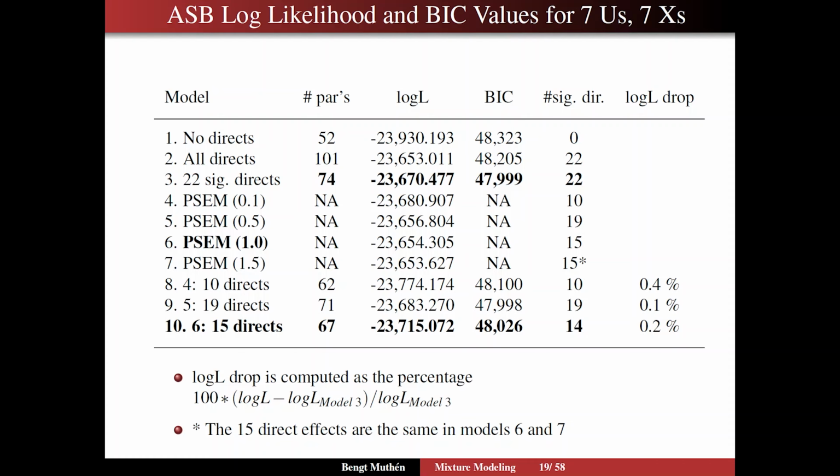And we see then that the PSEM 1.0 run has 15 significant direct effects, and we get the same 15 direct effects in the PSEM 1.5 run, and here actually the 15 direct effects are the same in models 6 and 7.